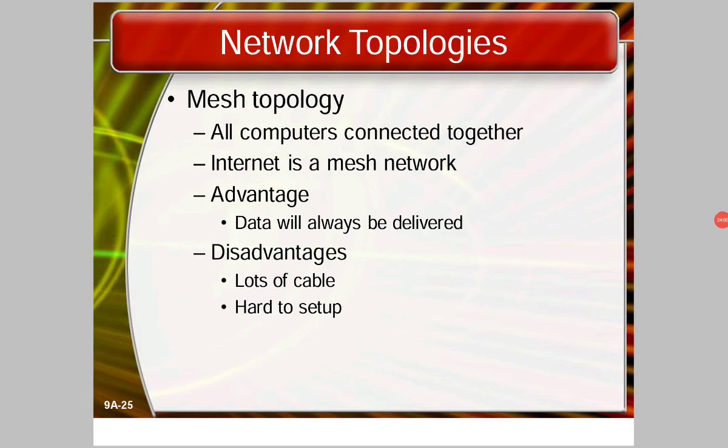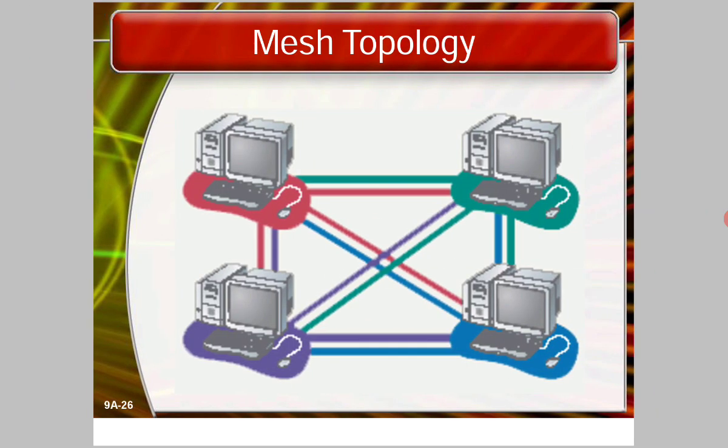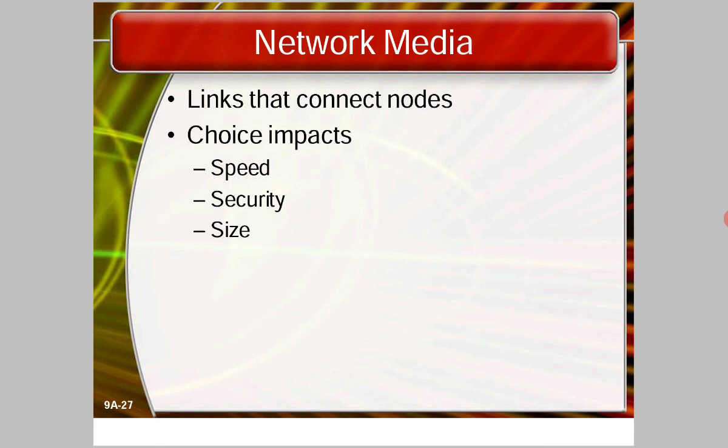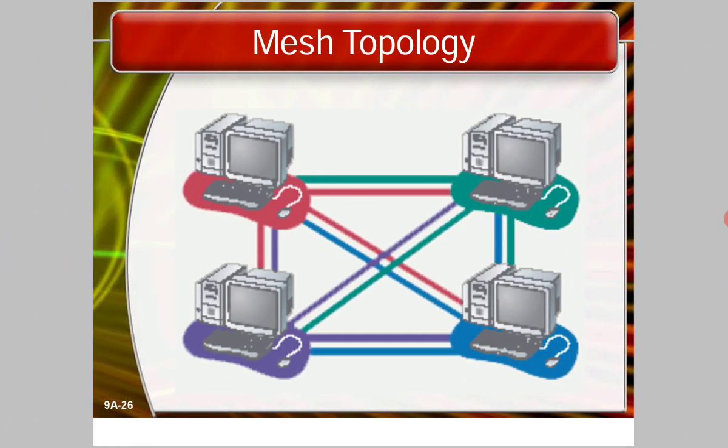Next is mesh topology. All computers are connected together. The internet is a mesh network. Advantage: data will always be delivered. Disadvantage: lots of cable and hard to set up. So this is the mesh topology or mesh type of network. So these are the different types of networks. We will continue in the next class.